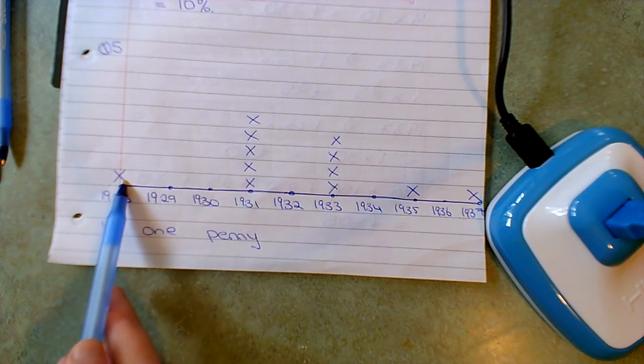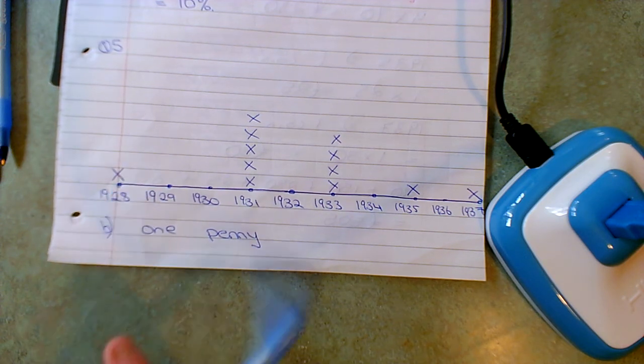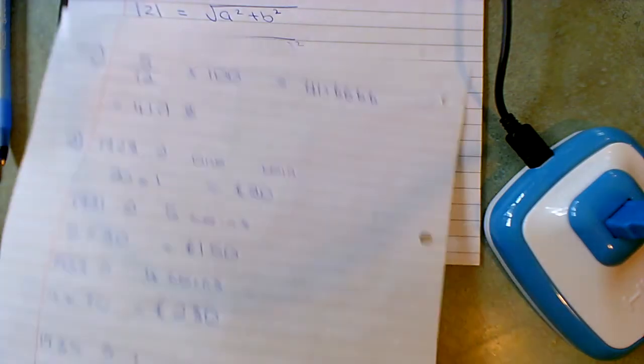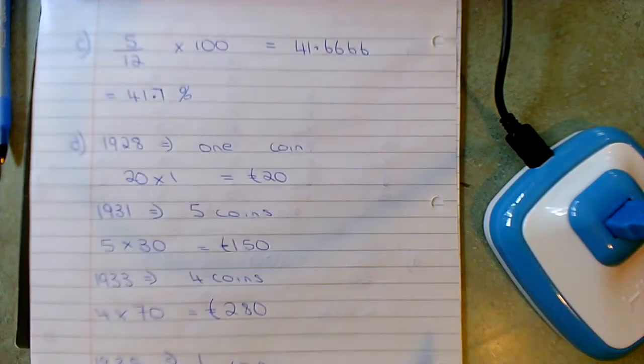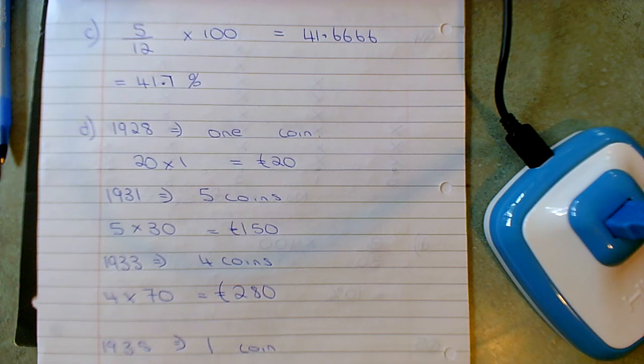We can see from my line plot there is only 1. And then part C says, what percentage of the pennies were minted in 1931? Give your answer correct to one decimal place.